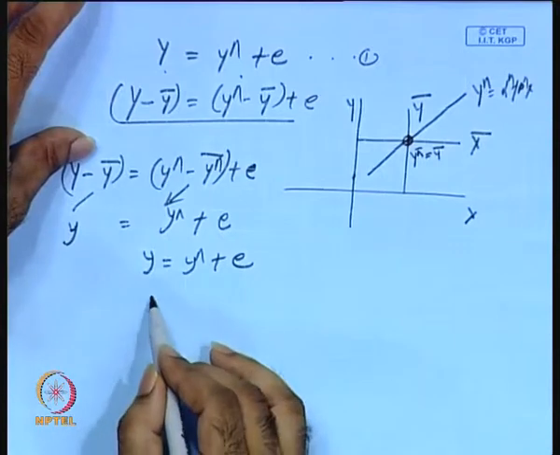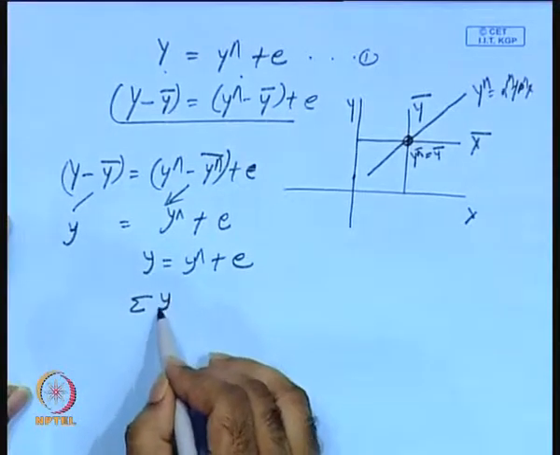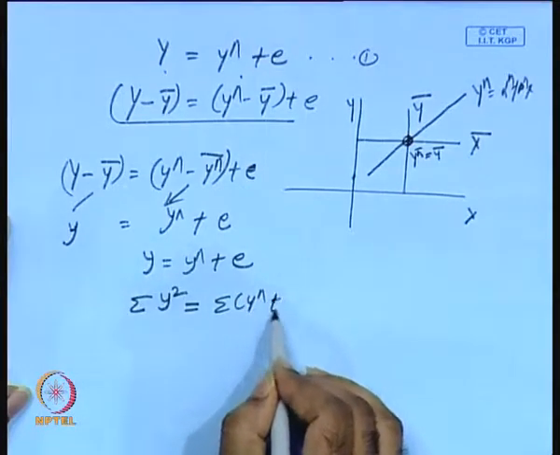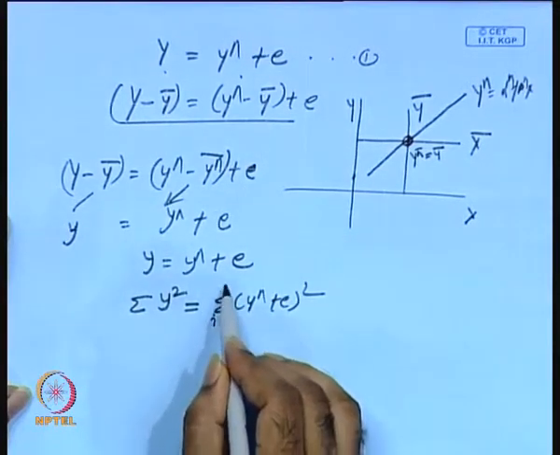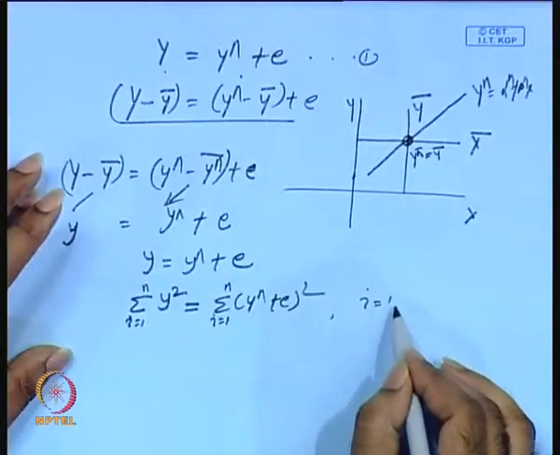Now we have to apply summation. We first apply square on both the sides, and then apply the summation to get the entire structure. If we do that, the structure becomes summation y square equal to summation of y hat plus e whole square, with i equal to 1 to n, because i represents the sample units, starting from 1 to n. We are in the process of cross sectional modeling and our sample unit is represented by i.